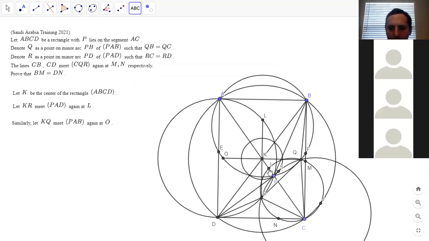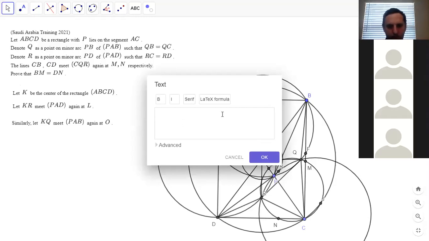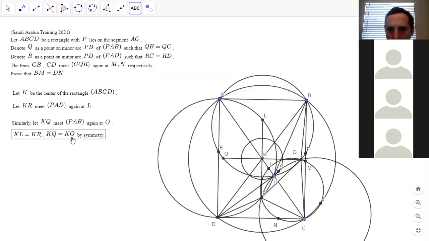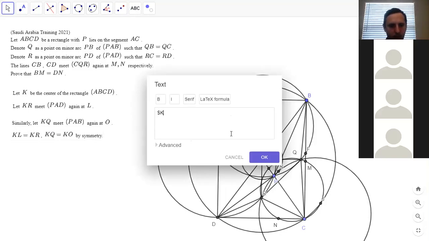Okay, so first we have KL is equal to KR. So KQ equals KO by symmetry. So we have KQ squared equals KQ times KO, which is equal to KP times KA, is equal to KP times KC. And then similarly, we have KR squared is equal to KP times KC. And that means that KQ equals KR.